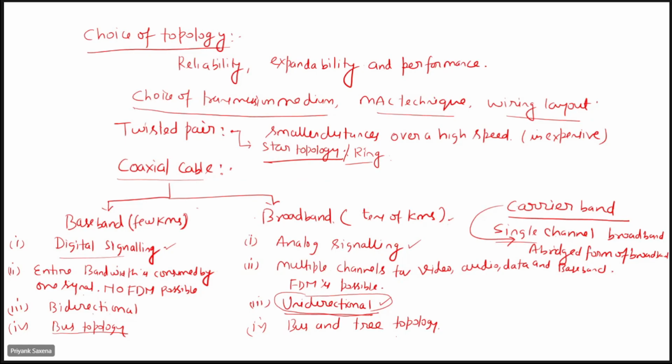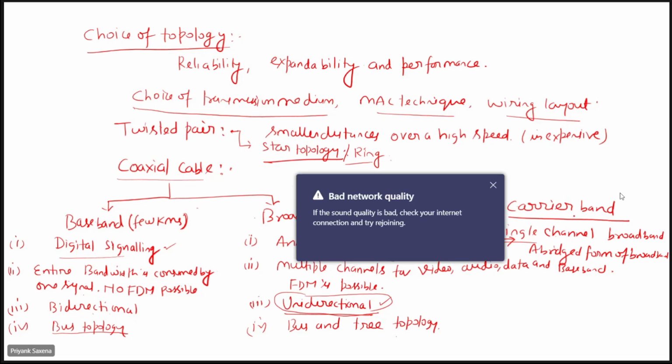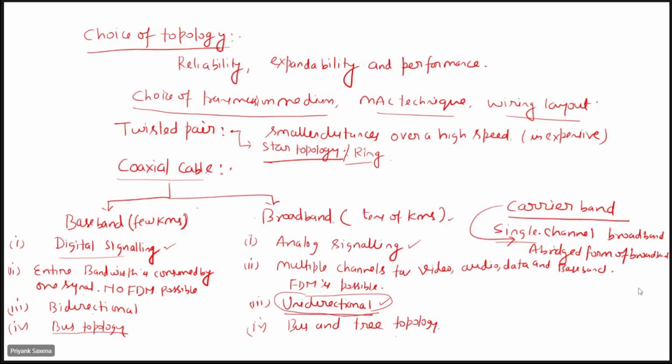It allows analog signaling, right? It allows analog signaling, so that is why it is called an abridged form of baseband and broadband.